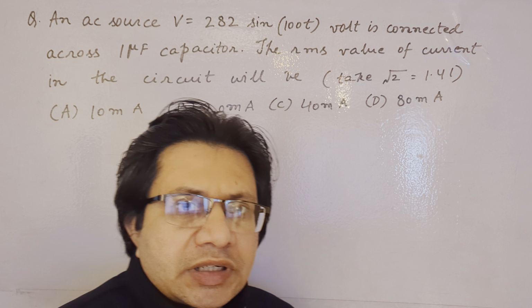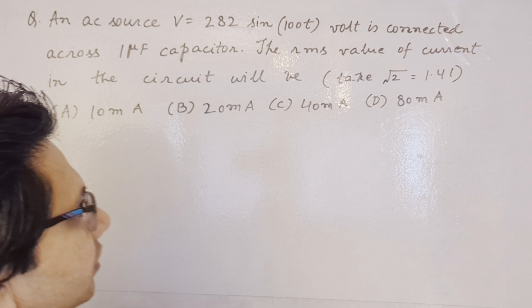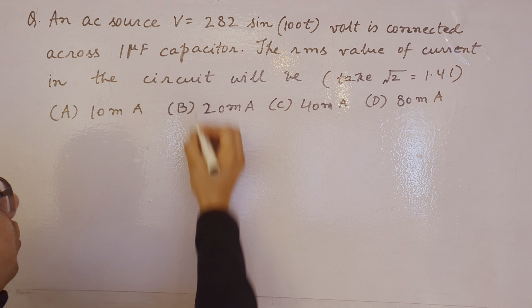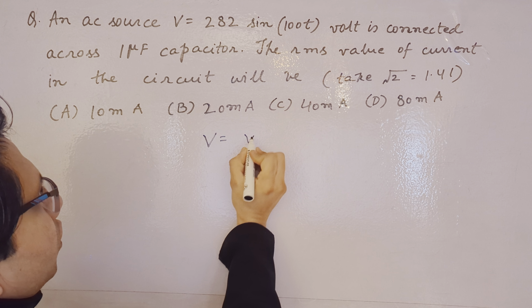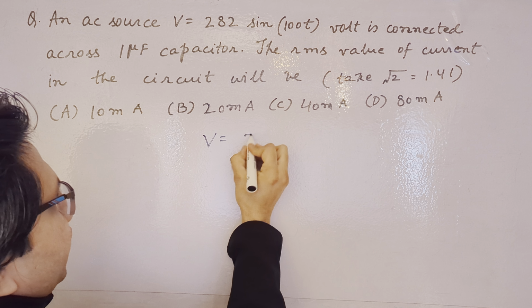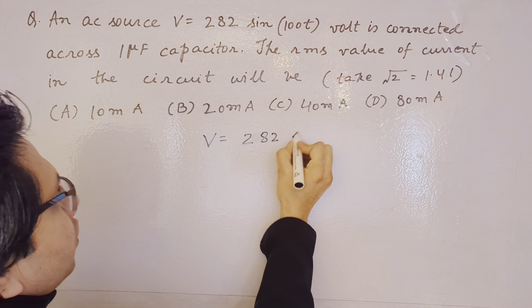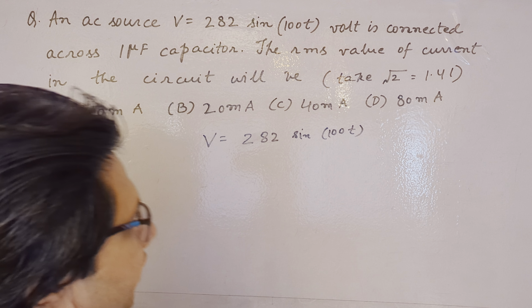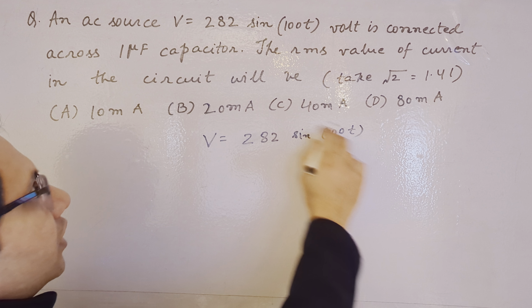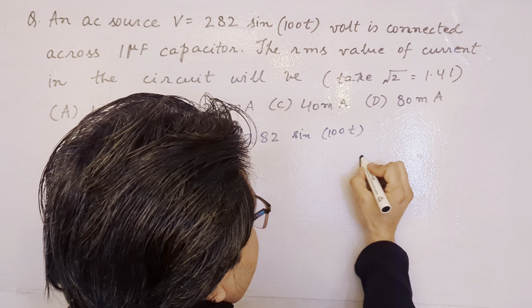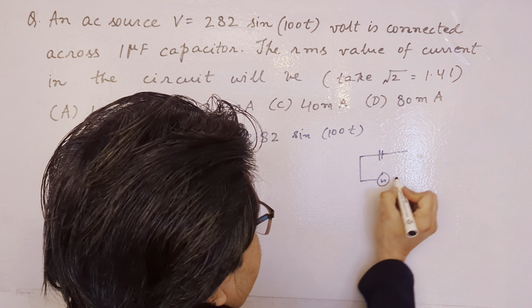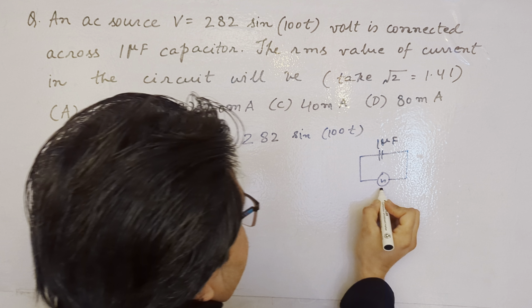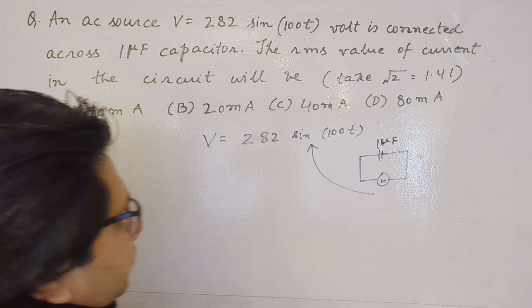So the problem is based on the topic alternating current and in particular some basic formulae to calculate the RMS value of current. The given expression is the voltage equals 282 sine 100t. This is the alternating voltage of the source, which is applied across the capacitor. So this is the situation. Here is the capacitor and this is the energizing source. The capacitor has a capacitance of 1 microfarad and the source has this particular equation.